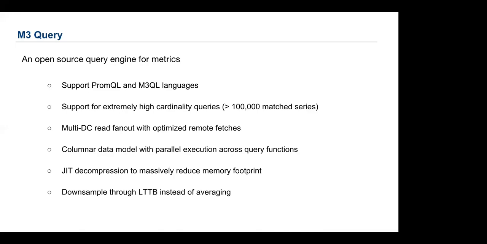Now, since query does read fanouts for multi-data center queries, we have optimized it by using some compression properties of the data. We have a columnar data model, which allows us to do parallel execution for functions, and I'm going to touch on that in the next section. We do just-in-time decompression, which helps us to reduce memory footprint. Some people would say massively reduce memory footprint. I'm going to talk a little bit about that as well.